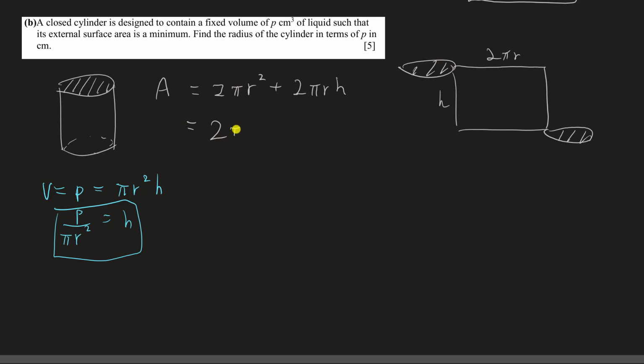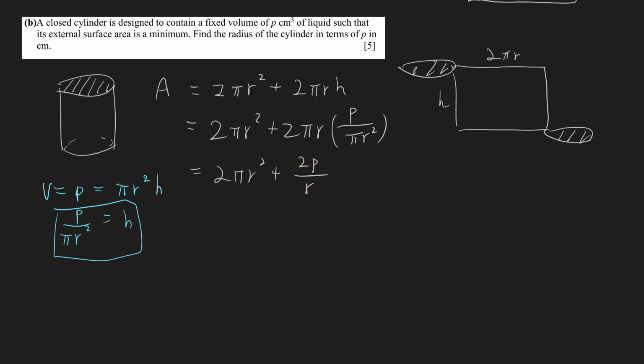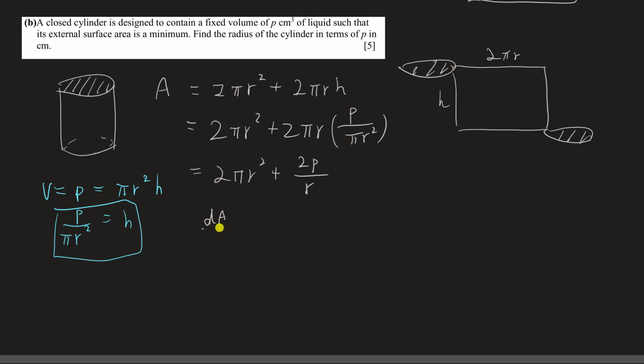So this will be 2πr² + 2πr. What is h? P over πr². Simplifying this gives us this. Pi cancels off, r cancels off. So it's actually just 2P/r. And then we want the external surface to be a minimum, right? Now dA/dr equals 0.